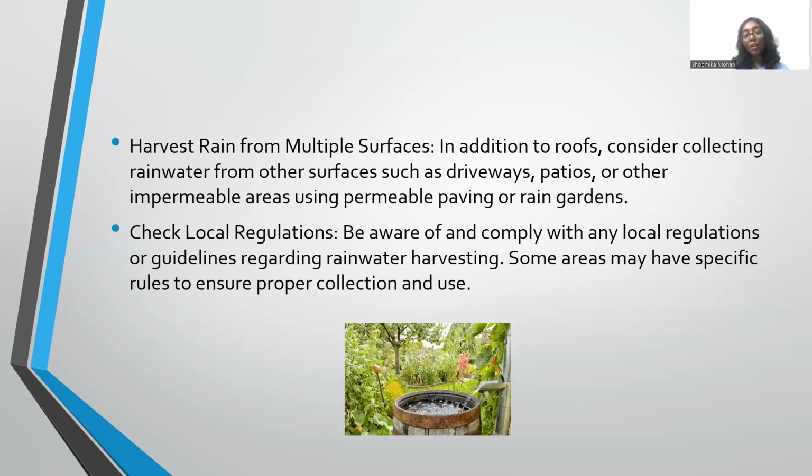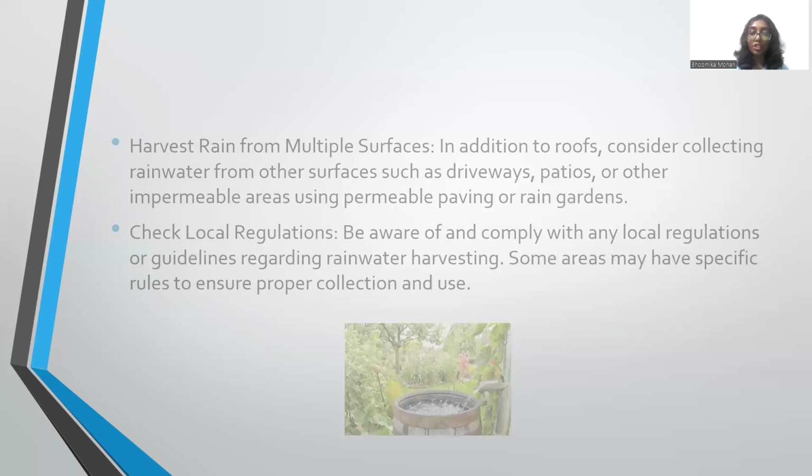Also, harvest rain from multiple surfaces and check local regulations. In harvesting rain from multiple surfaces, in addition to roofs, consider collecting rainwater from other sources such as driveways, patios, or other impermeable areas using permeable paving or rain gardens. And check local regulations: be aware of and comply with any local regulations or guidelines regarding rainwater harvesting. Some areas may have specific rules to ensure proper collection and usage.